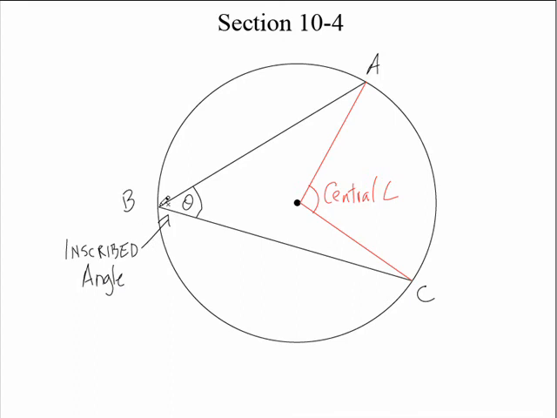Inscribed means the vertex of the angle lies where? On the circle, that's right. It's not outside the circle, not in the circle. It's actually on the circle itself. It has to be for this relationship to be true. So watch this. I could say that the measure of angle B is equal to what of this arc AC? It is 1/2, that's right. So angle B is equal to 1/2 of arc AC.